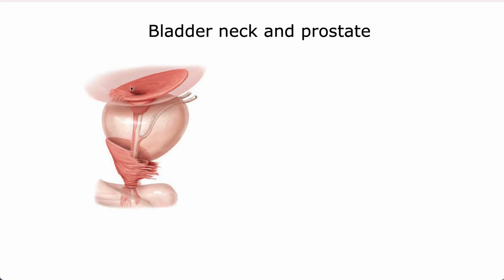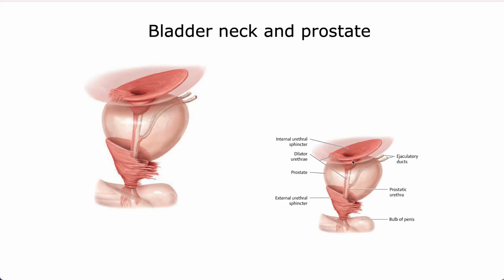Internal sphincter is not well developed in females. So females only have one sphincter, and that is the external sphincter. And we'll be talking in detail about these sphincters. One is voluntary and one is involuntary. I'm sure everybody knows what is voluntary and what is involuntary. So this is a labeled picture of the same. We can see the prostate, prostatic urethra, the ejaculatory ducts, and the two sphincters.